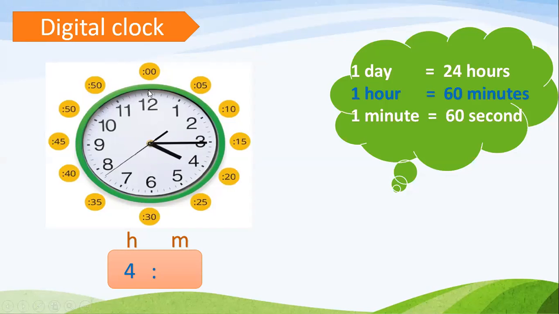Let's look together again. If the long hand for minutes points to 12, it means 0, 0. If it points to 1, it means 5. If it points to 2, it means 10. Again, let's sing the song. We started the song from 1. 5, 10, 15, 20, 25, 30, 35, 40, 45, 50, 55. This must be 55, not 50. That was a mistake. After 55, we will reach 0, 0 again.